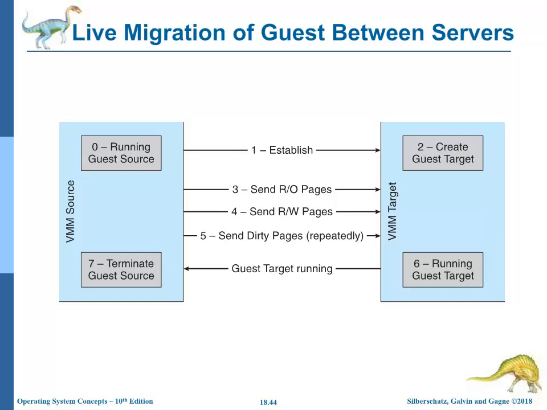5. The source repeats step 4, because during the step, some pages will probably be modified by the guest and are now dirty. So these pages need to be sent again and marked again as clean. 6. When the cycle of steps 4 and 5 becomes very short, the source VMM freezes the guest, sends the vCPU's final state, other state details, and the final dirty pages, and tells the target to start running the guest. Once the target acknowledges the guest is running, the source terminates the guest.